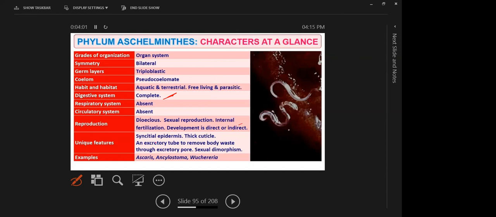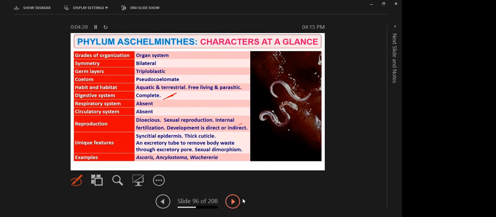So unique features: syncytial epidermis, thick cuticle. That you find in Platyhelminthes also. That's why, helminthes means worms. Okay. So Wuchereria bancrofti and Ascaris are both parasites. So you can see them here.